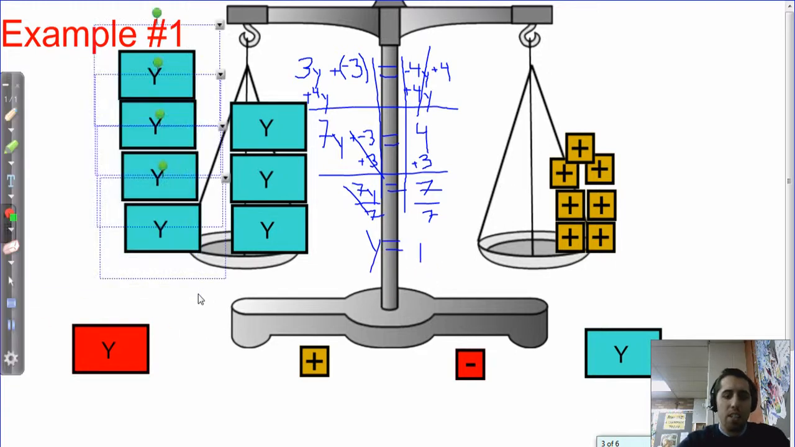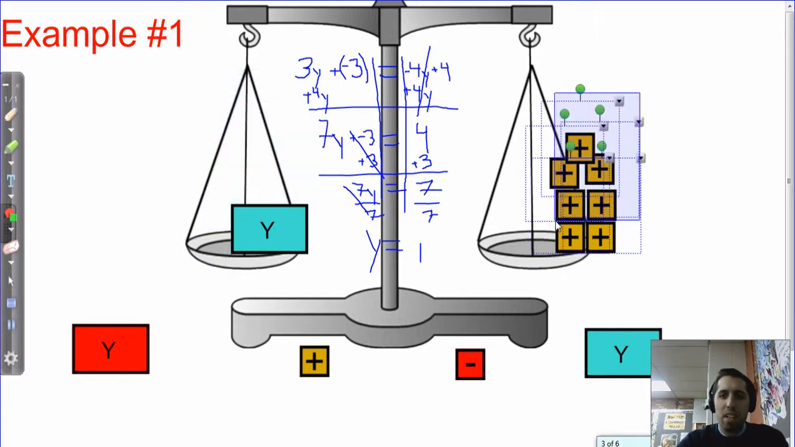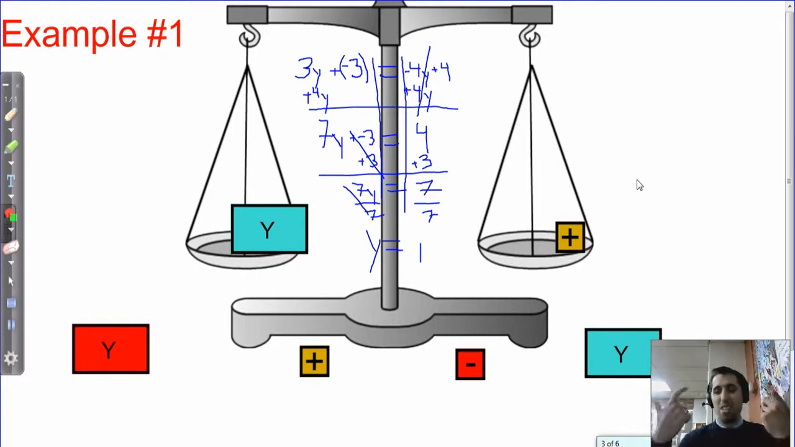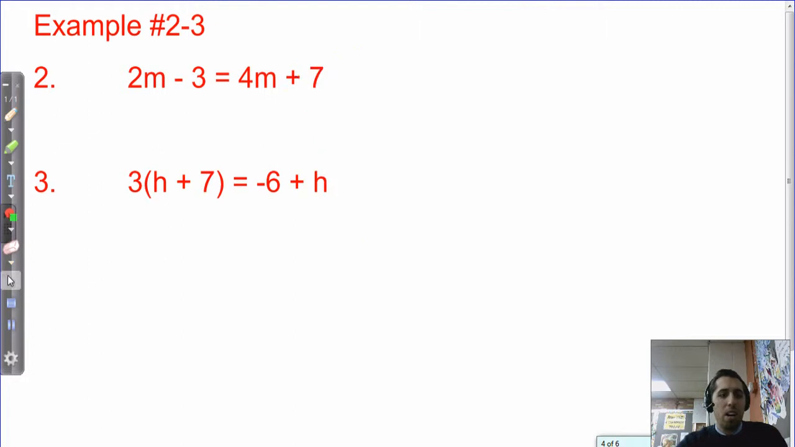Now I know that probably looked intimidating to start, but hopefully it was pretty obvious exactly what we were going through to solve that. We're just going to try and keep the positive y's on its own side, but then cancel out the variable term on the other side. What does this look like in other sorts of practice? Well, let's check it out.